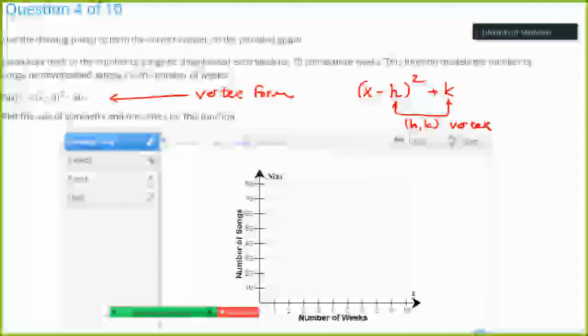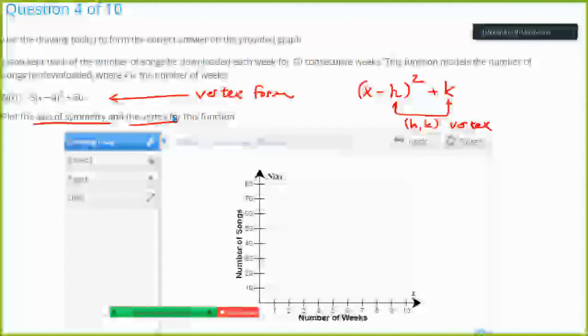So Jason kept track of the number of songs he downloaded each week for 10 consecutive weeks. This function models the number of songs he downloaded, where x is the number of weeks. Okay, so here's our function. If we plug in numbers for x, like 1, 2, 3, 4, and simplify, it's telling us how many songs this person has downloaded. What do they want us to do here? Plot the axis of symmetry and the vertex.